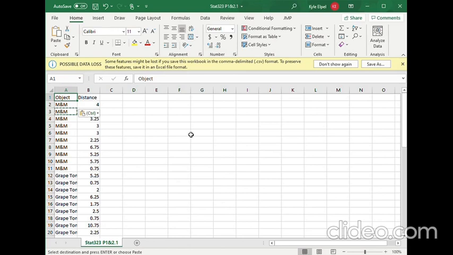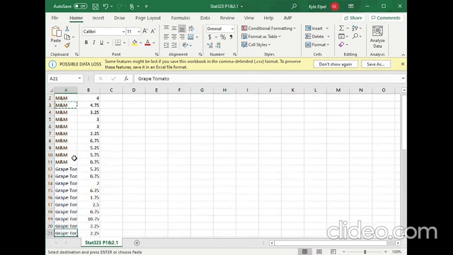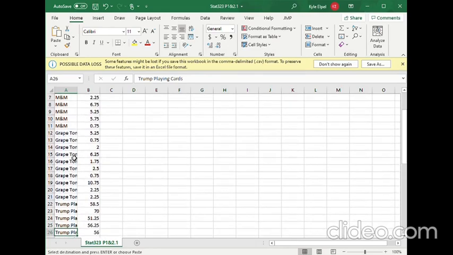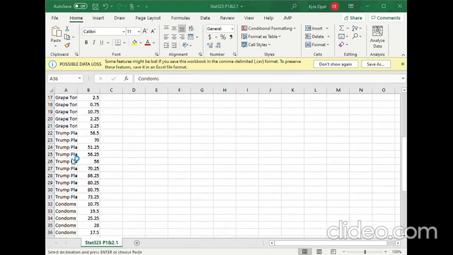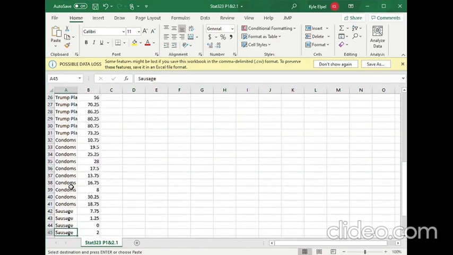So what I did is I just picked 5 what I thought were funny objects to go ahead and chuck at his face. I used M&Ms, pretty standard, something everybody has, grape tomatoes, Donald Trump playing cards, just with everybody calling him violent, condoms, and then I also used sausages.